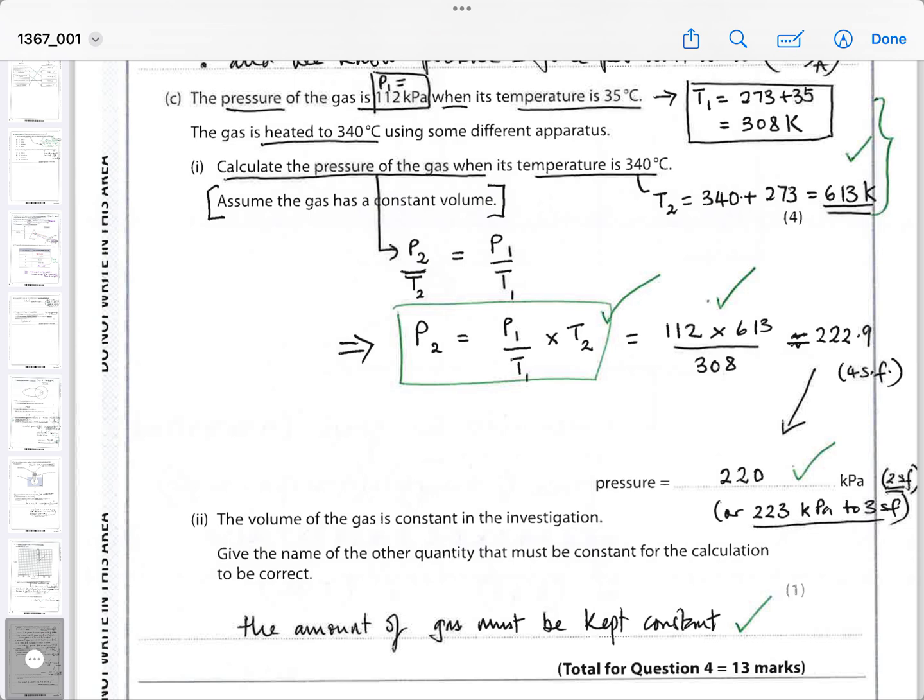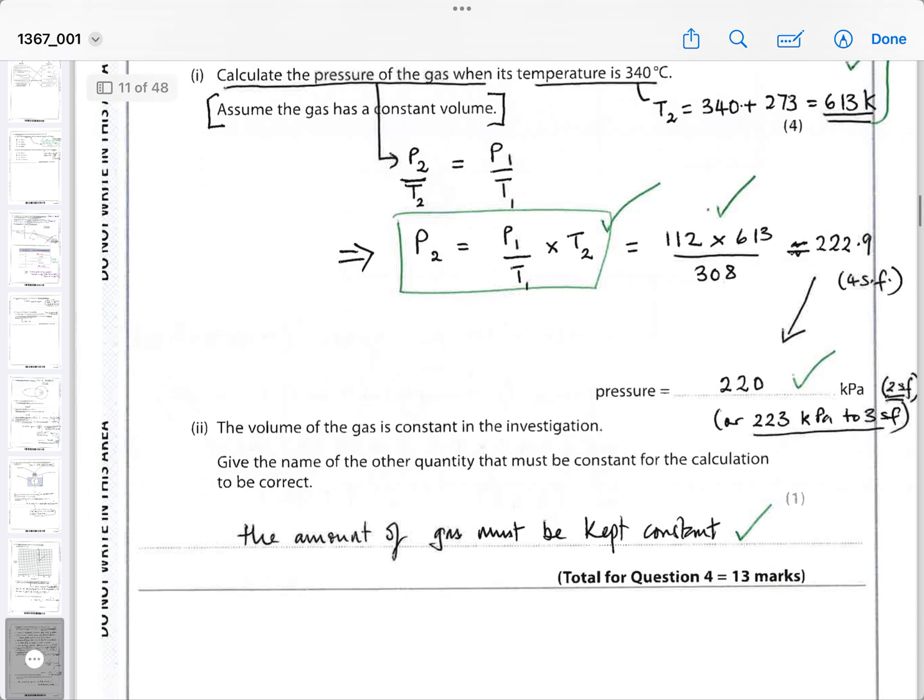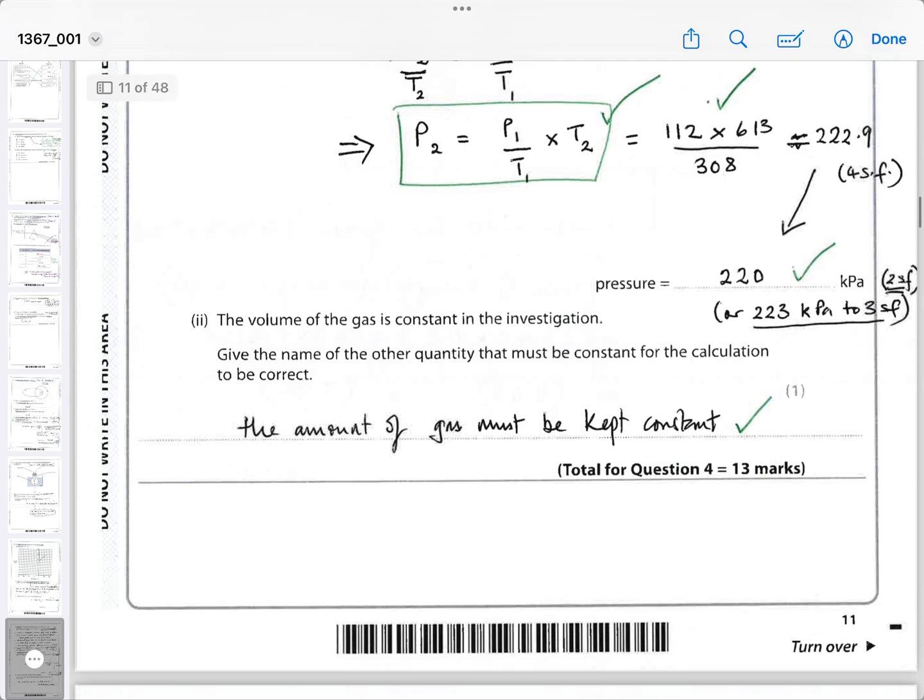Okay? And then it says the volume of the gas is constant in this investigation. Yeah? Name the other quantity other than volume which is kept constant, and that's the amount of gas. So we've got a fixed amount of gas as well, which must be kept constant. So those are the two controlled variables. Okay, that's a 13-mark question from a recent topic done, and it's a big question.